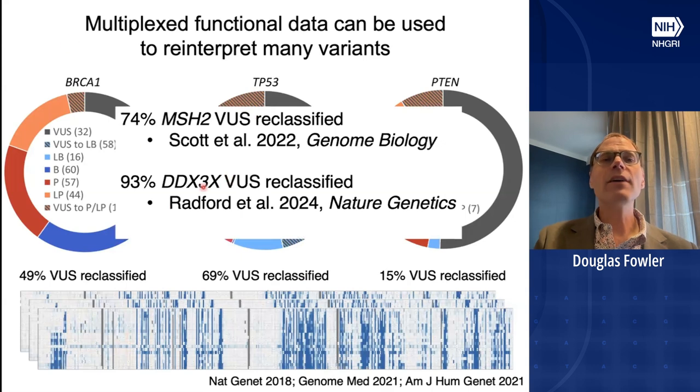Subsequent to our study, this is now out of date too, but many other studies have been published that have gone after other genes and shown really conclusively that variant effect data is a very useful type of data to have when you are trying to classify variants and eliminate variants of uncertain significance.